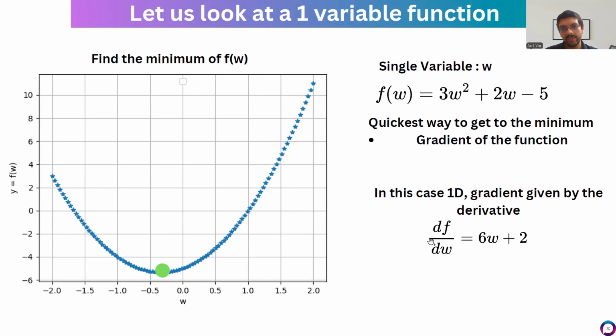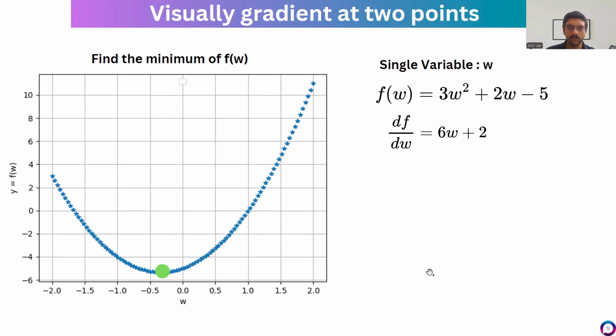Now, this derivative at any point gives us the direction of the steepest increase. What we want to do is get to the minimum, which means we want to decrease the function. From that point, we want to go in a direction of decrease. So if this gives you the direction of the steepest increase, you want to go in the opposite direction. So let's look at a couple of examples. What do we mean by this?